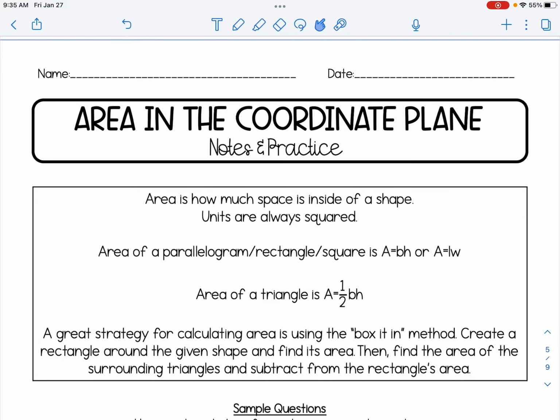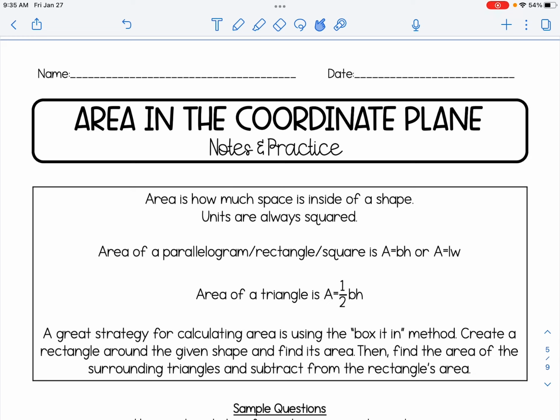In this video, we are going to discuss how to calculate area of polygons in the coordinate plane. Area is how much space is inside of a shape, and units are always squared. Some key formulas we'll see in this video: area of a parallelogram, rectangle, or square is area equals base times height, or length times width. And area of a triangle is 1/2 base times height.